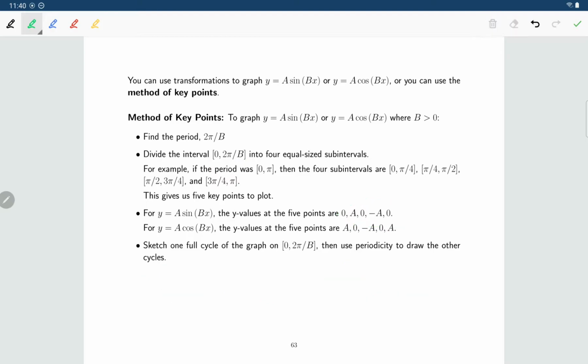We could say similar things about cosine: for the 5 key points, the y values would be a, then 0, then the opposite of a, then 0, then back to a again.